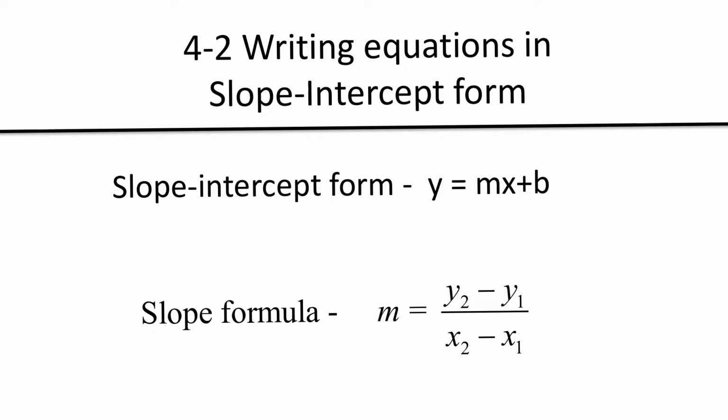So remember that I mentioned a few videos ago that you need to learn three different forms. One is standard form, the other one is slope-intercept form, and there's a third one where you need the point-slope form. But let's go ahead and look at what the slope-intercept form is, how you use it, and what you need to write the equation.